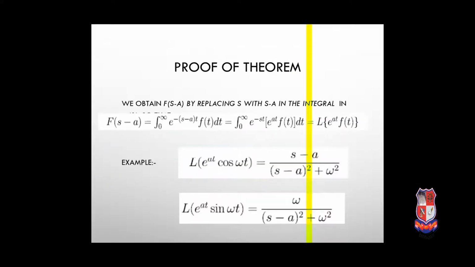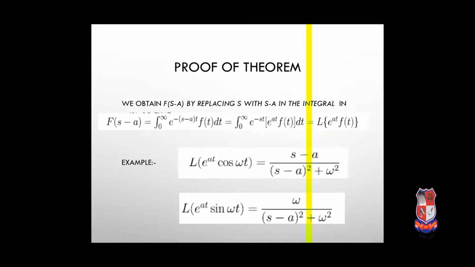Okay, next is the proof of the theorem. In the exam, the question will be asked as: state and prove the first shifting theorem. Proof of theorem: we obtain F of s minus a by replacing s with s minus a in the integral. Here we have s minus a in place of s in the Laplace transform definition.